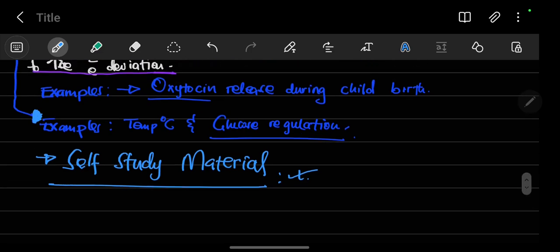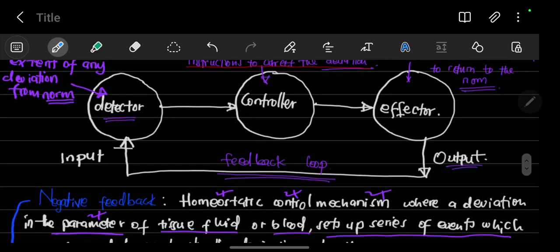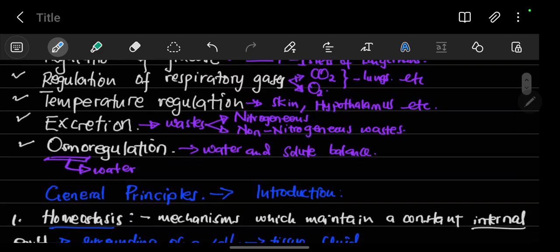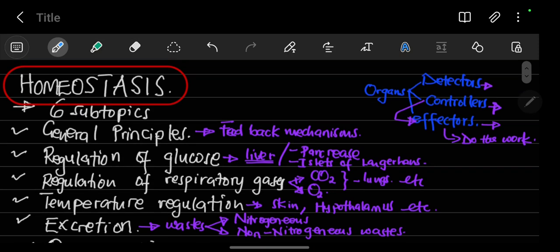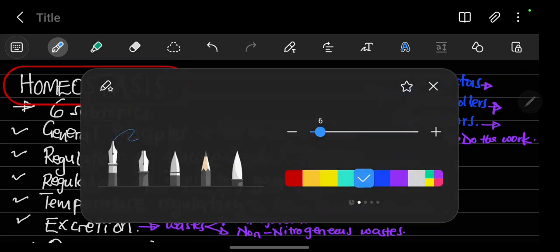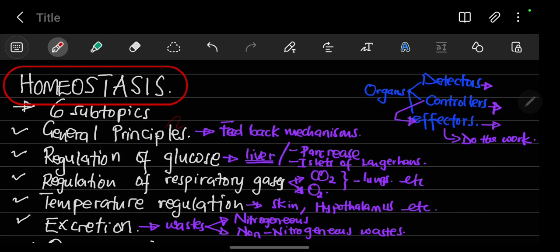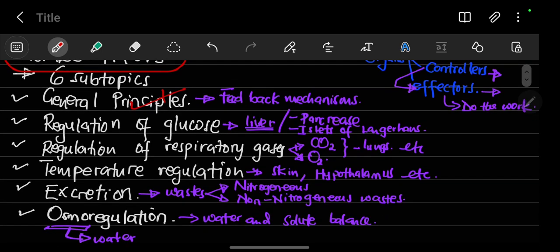So the next recording is going to be... general principles here are done. Our general principles are done. So the next recording is going to be for regulation of glucose. So this one is the next.